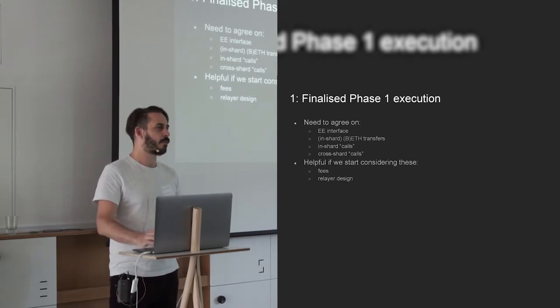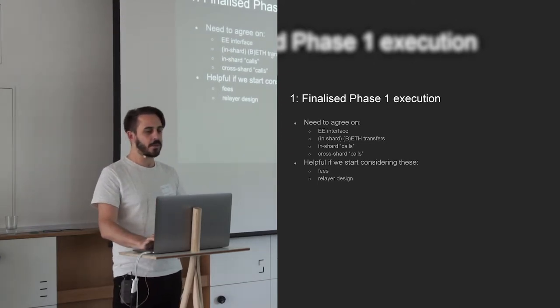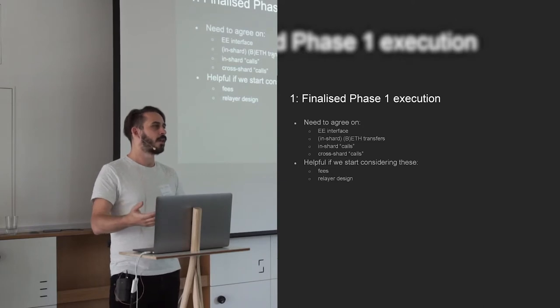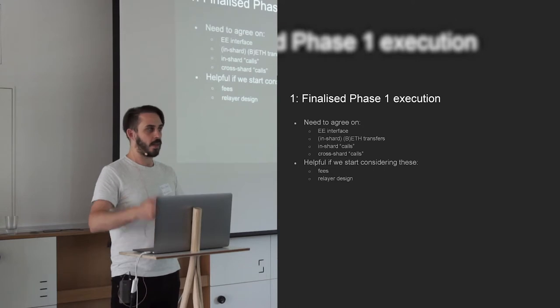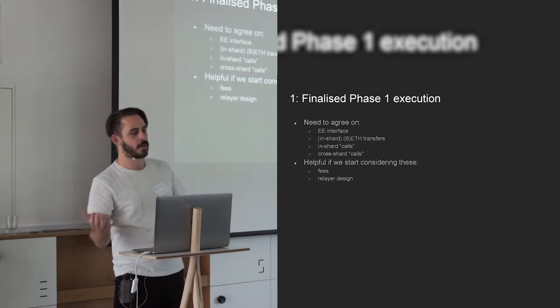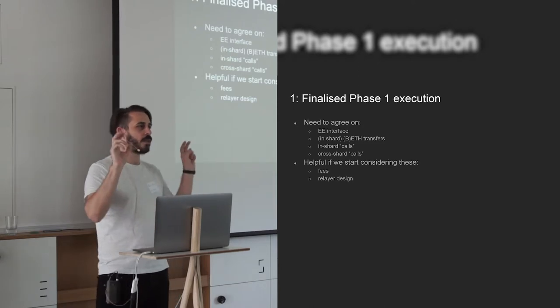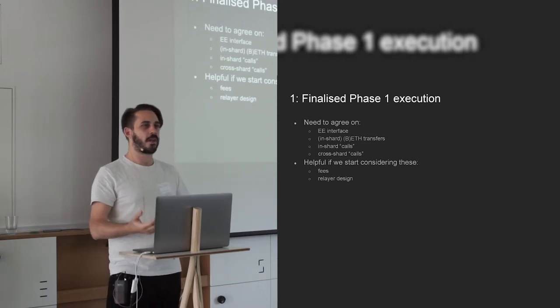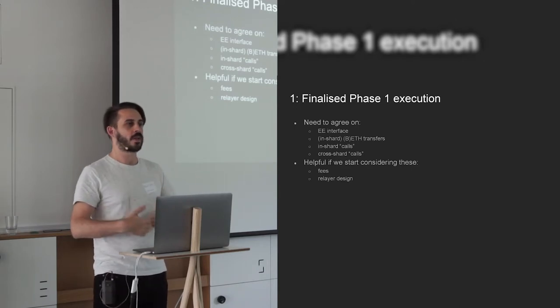We need to agree on what kind of interface we provide to the execution environments. So those are like the host functions to Wasm. We need to agree on how do we transfer the native token between the shards, within the shard, et cetera, and back to the beacon chain and from the beacon chain. Yeah, it's a lot of things there. We need to decide how do we do calls, whether within the shard and cross shards. Do we want to have any synchronous operation? Do we only want some kind of asynchronous operation?